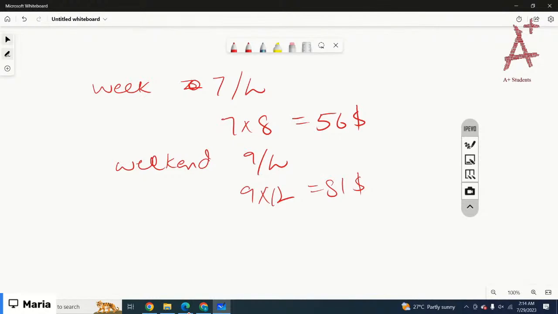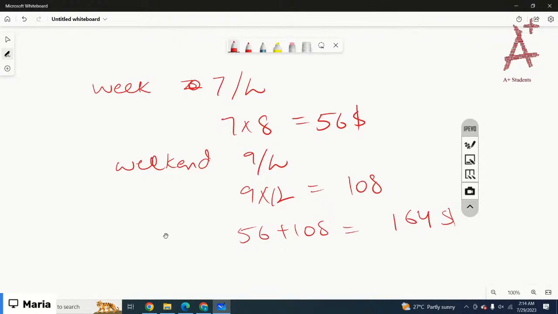No, 12 times 9 is 108, not 81. Got it? 12 times 9 is 108. So you have to calculate the total value. So you have to just add 56 plus 108. Got it? It would be $164.